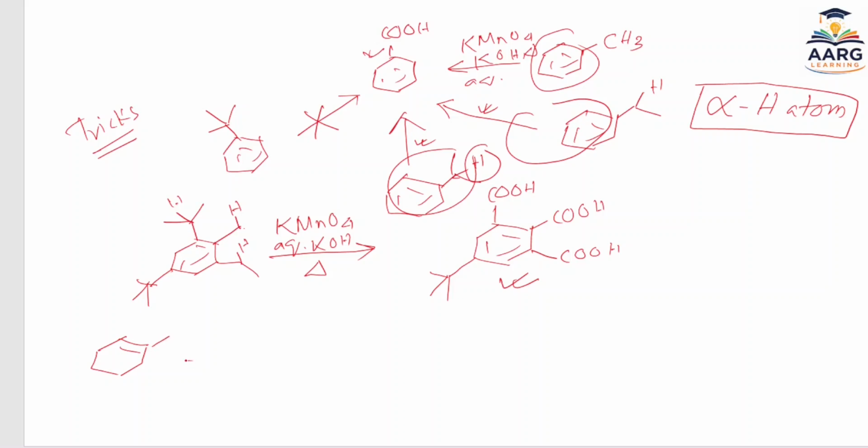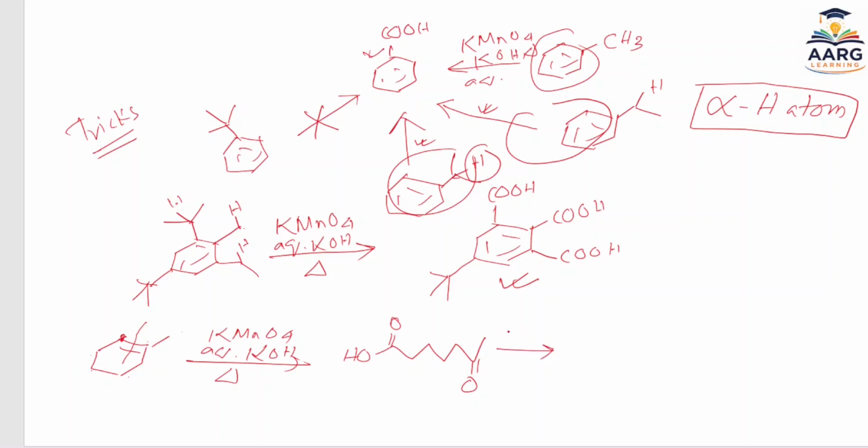Suppose this is the compound. Same KMnO4, aqueous KOH and heating. So what will be the product? The product is this, and it will break from here. If alpha hydrogen is there, then it will give the corresponding carboxylic acid. So HOCO 1 2 3 4 5 6 7, 1 2 3 4 5 6 7. So this will give the product.